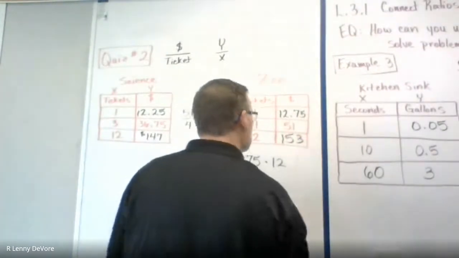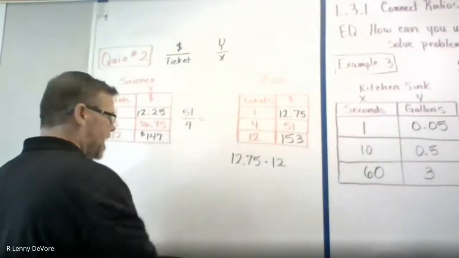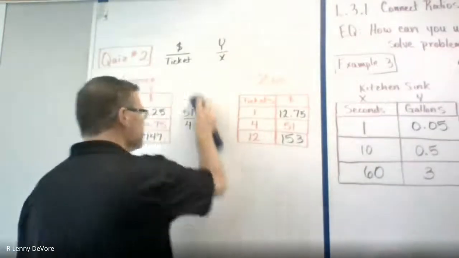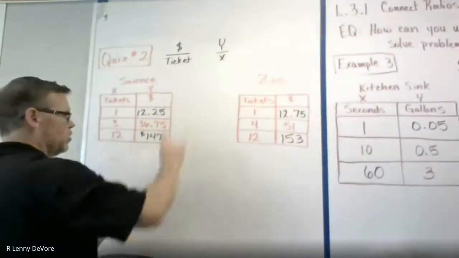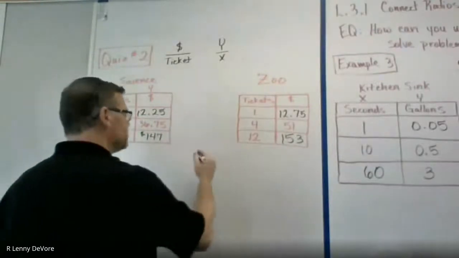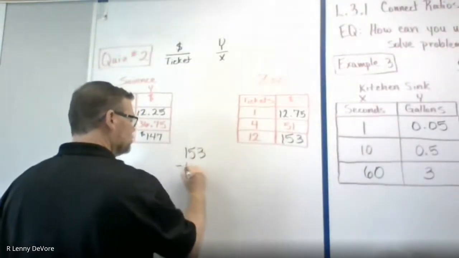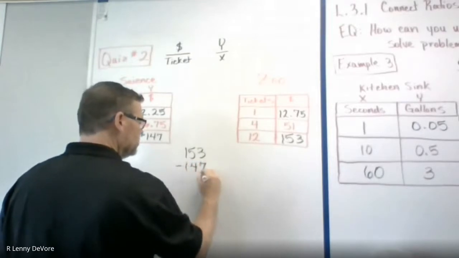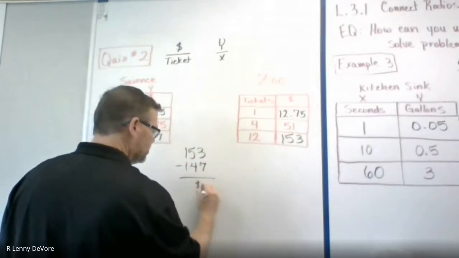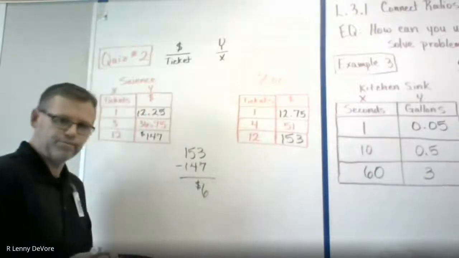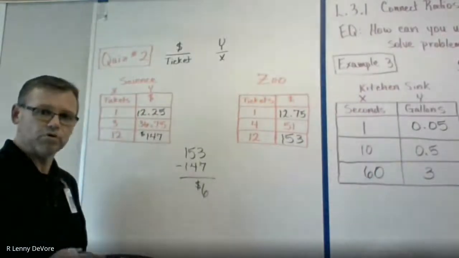$153. Now, the quiz question is actually asking us how much money they would save going to the science exhibit over the zoo. So we'd actually have to take the 153, subtract the 147, and find out that we save $6. Okay, guys, make a little bit more sense?